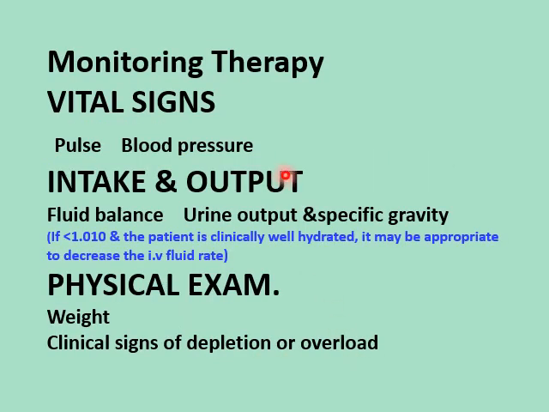So, how do you monitor your treatment in this patient? Vital signs: you check the pulse and the blood pressure, you check input and output, fluid balance, urine output, and specific gravity of urine. If it is less than 1.010, the patient is clinically well hydrated, and it may be appropriate to decrease IV fluid. If it is more than this, the urine is concentrated and there may still be dehydration. And definitely you should check the body weight of this child and check for signs of depletion or overload.